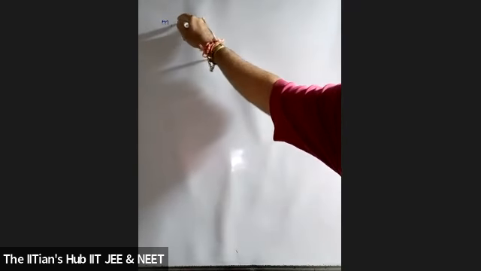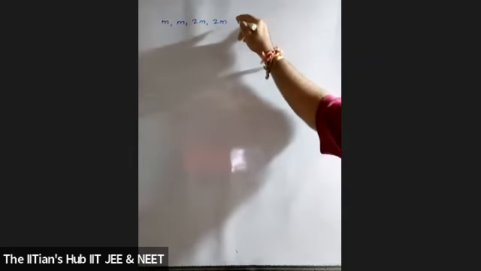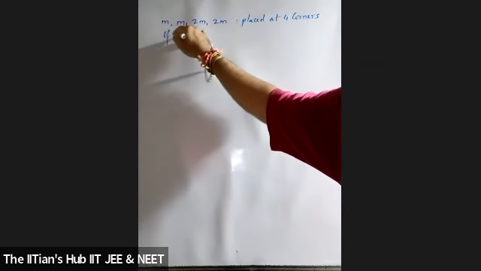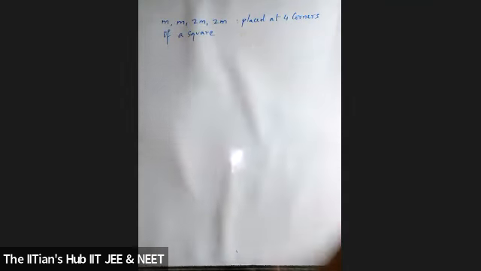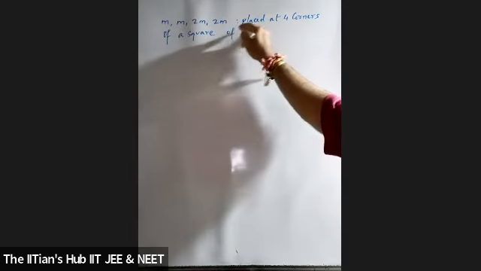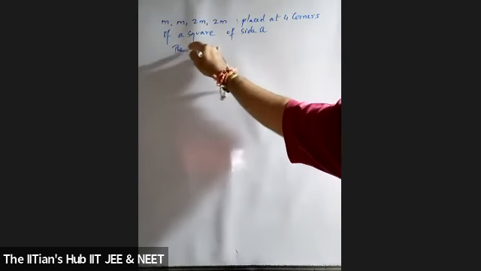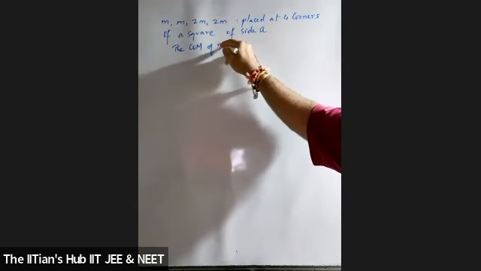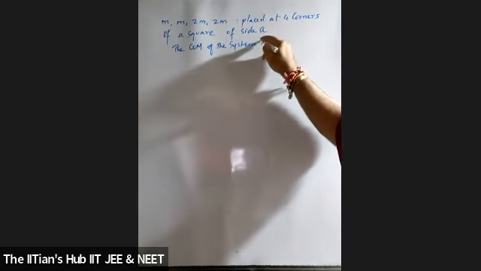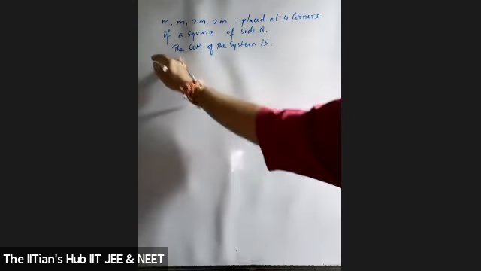Four masses M, M, 2M, 2M are placed at four corners of a square, students, of side A. The center of mass of the system is, I'll give you the options, students.